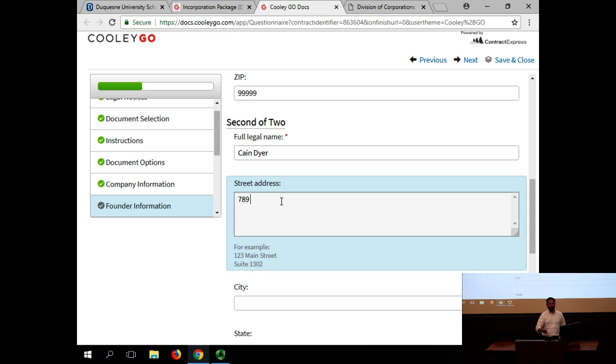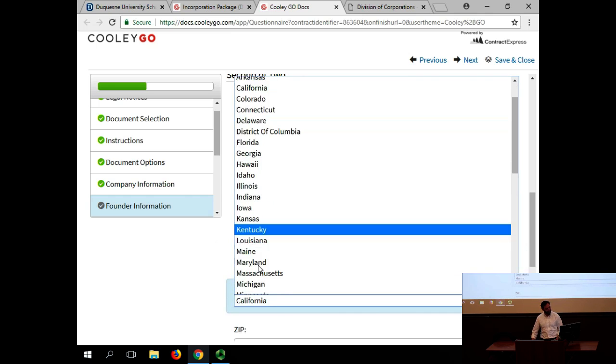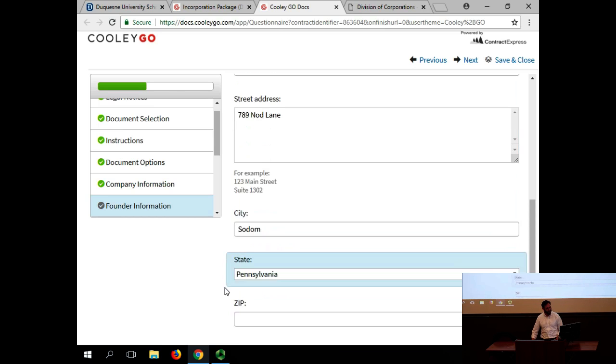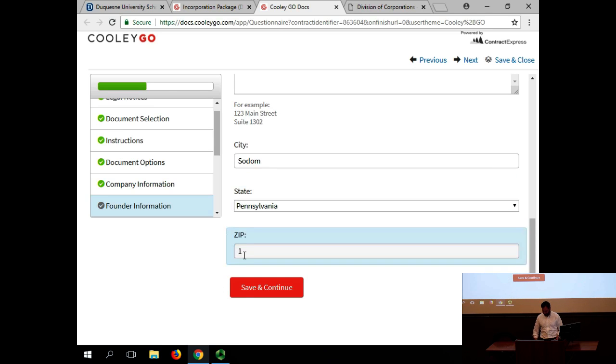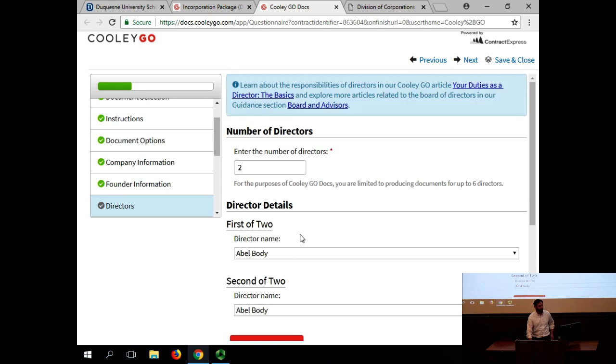Where did Cain go? He was excommunicated from the land, right? Essentially. Okay, all right, I was going to put him in Nod Lane. Is he still in Pennsylvania? At least he's still in Pennsylvania. We don't know the zip code, we're going to ask later. So a good, easy to remember one: 66666. Okay.